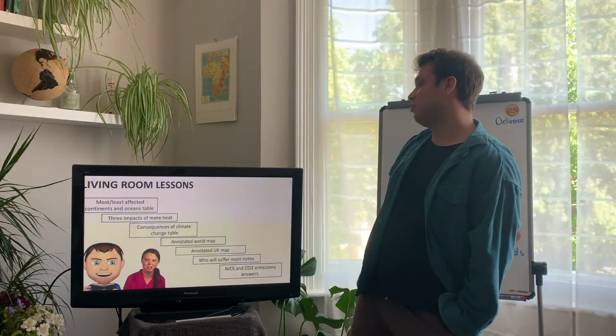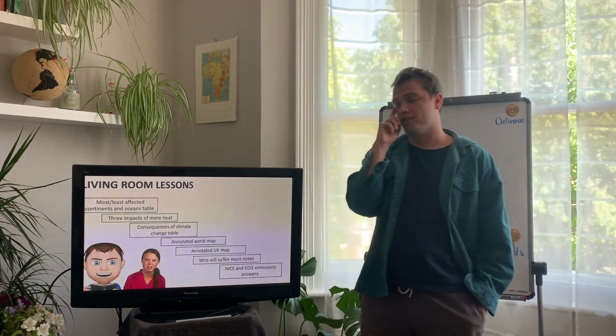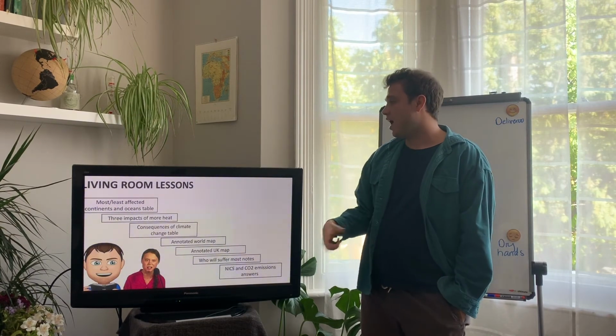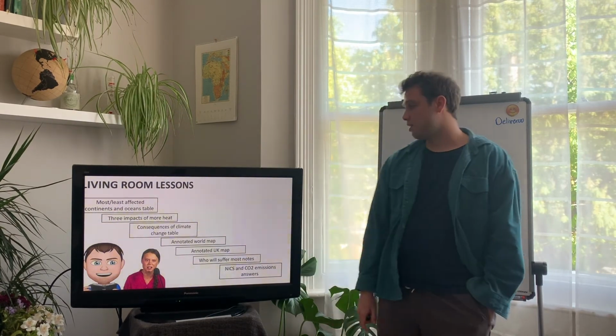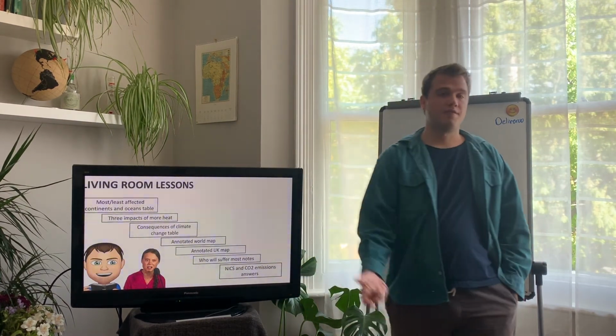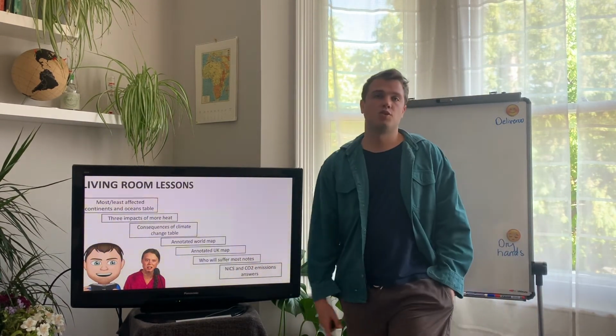So what you should have in your book today is the most and least affected continents and oceans table, the 3 impacts of there being more heat, consequences of climate change table, your annotated world map and your annotated UK map, who will suffer the most notes, and the NICs and CO2 emission answers.